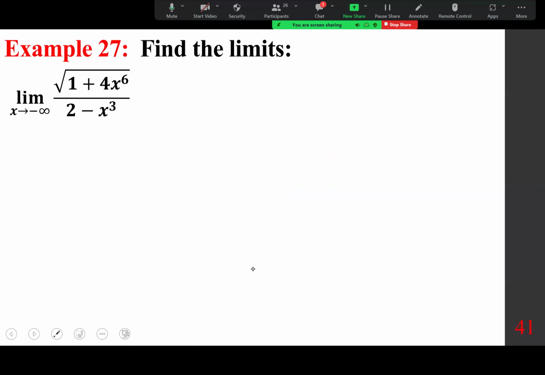All right, we want to find the limit of the square root of 1 plus 4x to the power of 6 over 2 minus x cubed when x approaches negative infinity. So how do we deal with a case like that? Remember, when we have a rational expression, we divide by the highest degree term in the denominator, which seems to be x cubed. How can we do that?